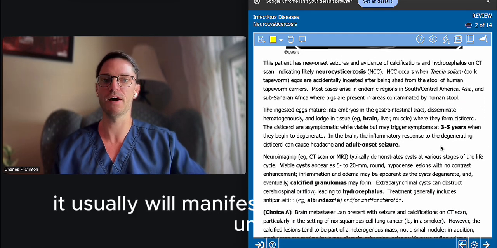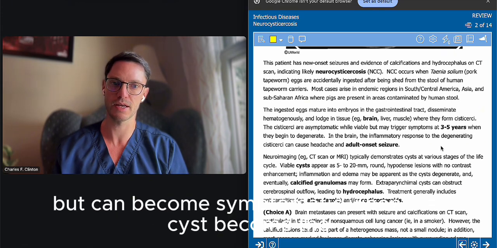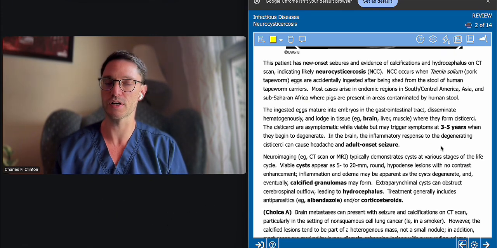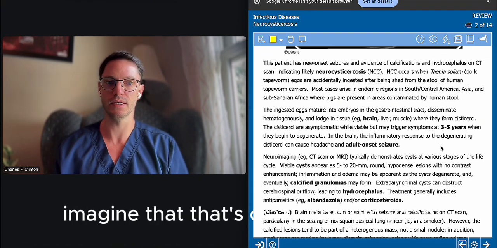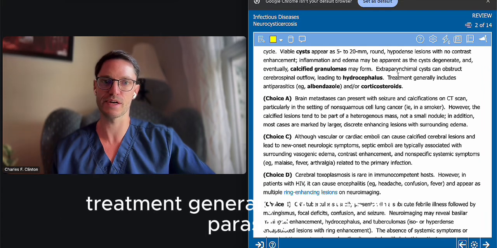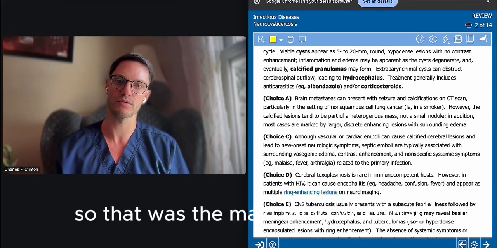It usually will manifest 3 to 5 years after the symptoms, right? Usually the patient is asymptomatic, but can become symptomatic when the cysts start to degenerate about 3 to 5 years after all this started. Imagine that. That's crazy. And yeah, that's the main thing with this question. Treatment generally includes antiparasitics such as albendazole and/or corticosteroids. Okay, so that's the main thing with that one.